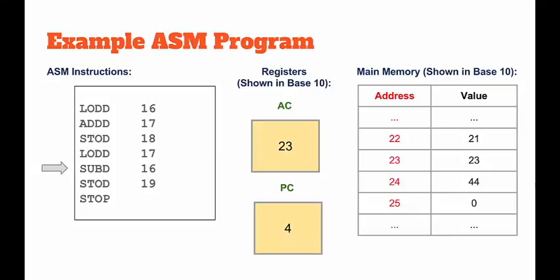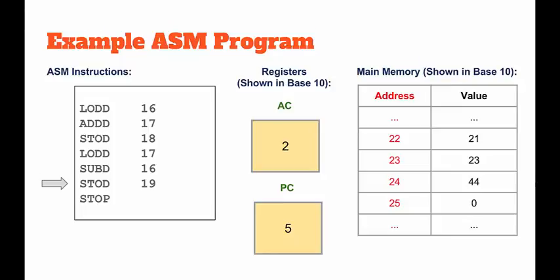The next instruction is subtract direct. Now this is saying to take the value at memory location 16, or 22 in base 10, and subtract it from the present value in the accumulator. So it will involve the accumulator value 23 minus the value at memory location 22. So it will be 23 minus 21, and 2 will become the new value of the accumulator. PC also goes up by 1 as normal.